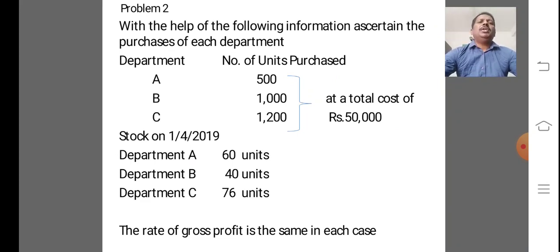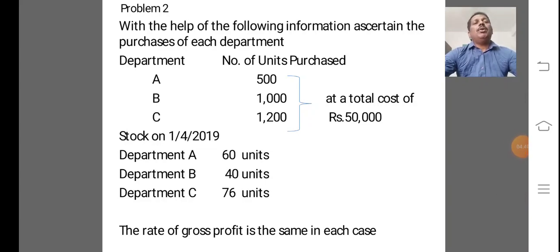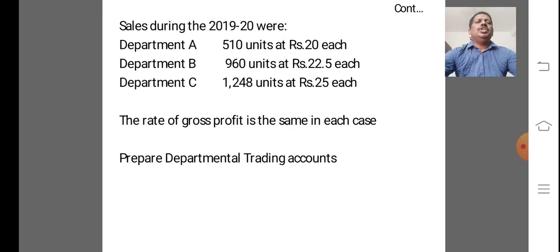So I am taking another problem. With the help of the following information, ascertain the purchases of each department. Departments A, B, C, and number of units purchased 500, 1000, 1200, at a total cost of rupees 50,000. Stock on 1/4/2019: Department A 60 units, Department B 40 units, Department C 76 units. The rate of gross profit is the same in each case.